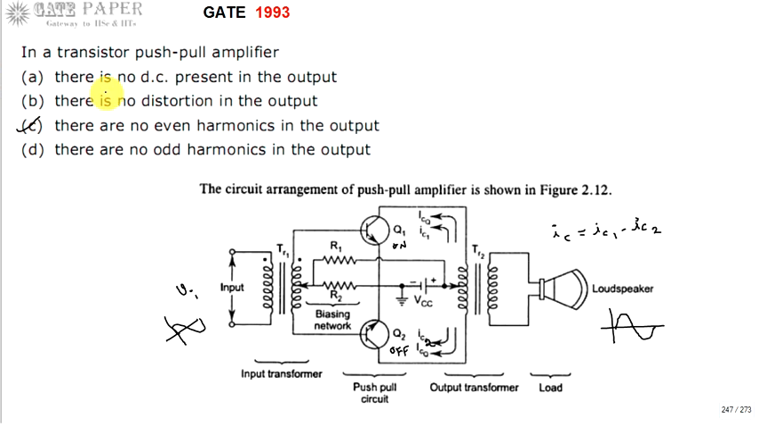But we cannot say this for certain, because DC can be introduced by the transformer secondary or some other components. So the more accurate, perfect answer is C. But from the derivation, A is also a right answer. A and C are both right answers. Before GATE 1996, questions could have multiple answers. So here the answer is A and C: there are no even harmonics and there is no DC present. Thank you.